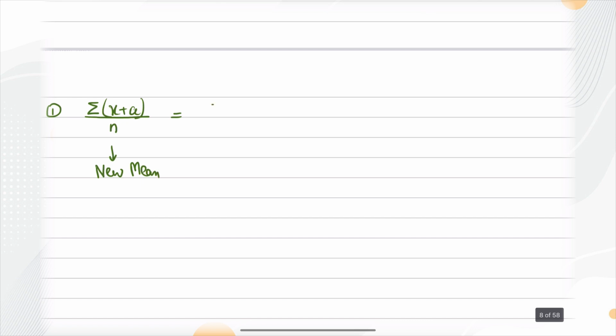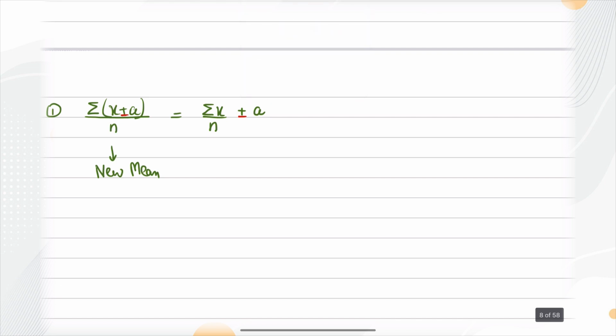And we just saw that the new mean is equal to what? It's not equal to the old mean. It is in fact equal to the old mean plus whatever it is that you add to all the values of x. And the same works for minus as well. So I'll just put a minus sign over here as well. There's no different rule for minus. It works the same way.